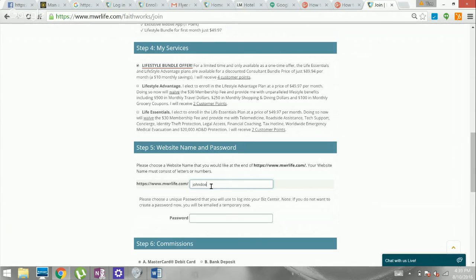They can change that, so they don't have to get caught up thinking, "Well, I don't know, let me think about it." They can put whatever they want here. You can put the person's first or last name. They can change it to something catchy later if they want, or they can just leave it. It doesn't matter. And then they're going to put a password here.